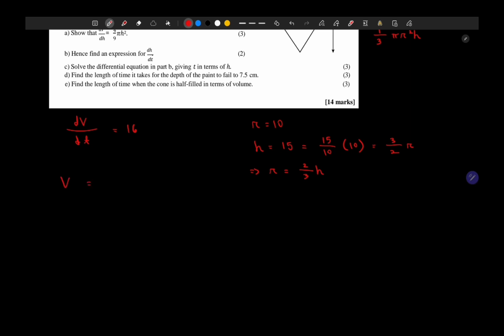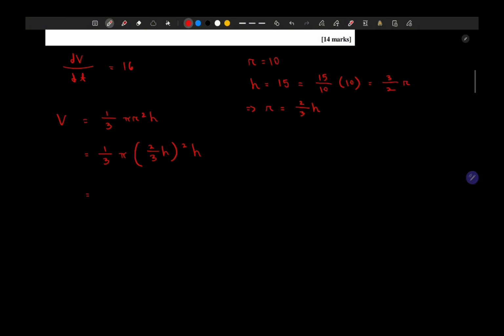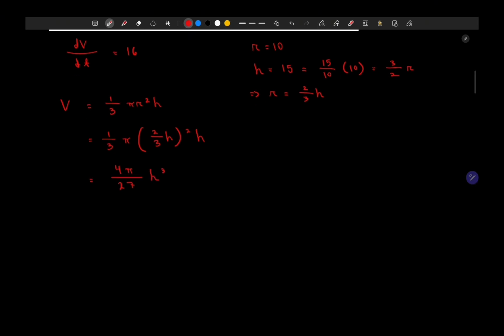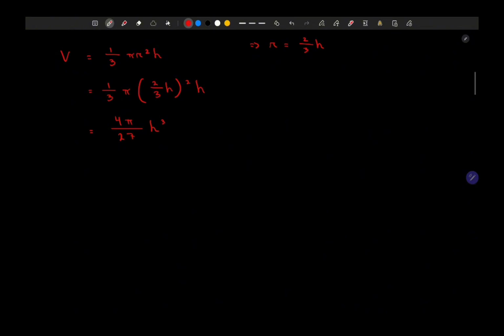So we know that the volume is equal to 1 over 3 pi r squared h, and we can replace r with (2 over 3 h) whole squared times h. So this is equal to 4 pi divided by 27 h cubed. Now if I differentiate this, dV over dh will be equal to 4 pi h squared divided by 9. So that is what they have asked us to show.